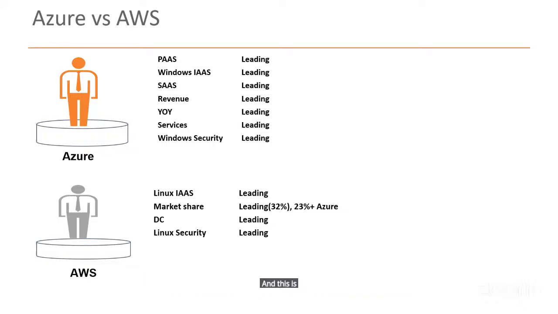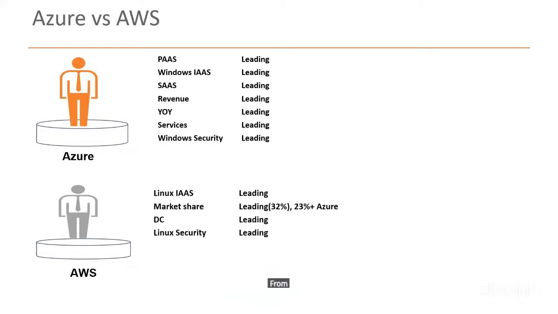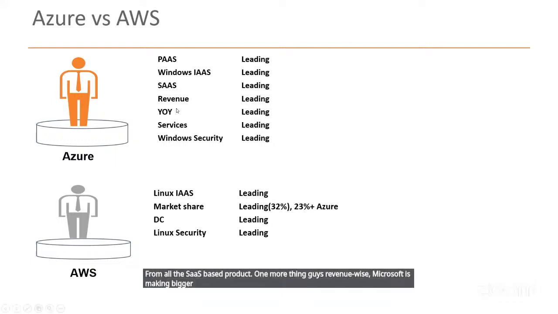Apart from it, we have Dynamics 365, AX Retail, Azure Active Directory, Power BI. There are lots of SaaS-based products available in the market from the Microsoft side. Overall, earning is 125+ billion dollars from all the SaaS-based products. One more thing, guys, revenue-wise, Microsoft is making bigger revenue than AWS. Yearly growth-wise, Microsoft is growing faster than AWS.